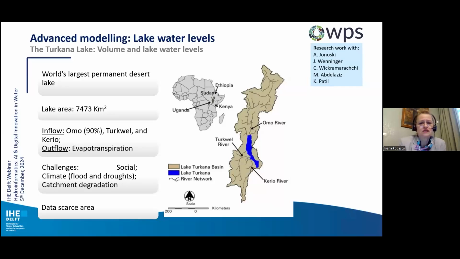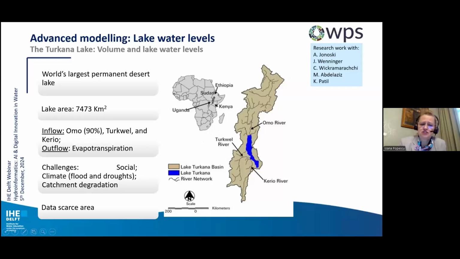We are focusing now in this project on Lake Turkana, which is in Africa, shared between Kenya and Ethiopia. It's the world's largest permanent desert lake with a very big area of over 7,000 square kilometers. It has an inflow from an upstream catchment, the Omo catchment, with 90% coming from the upstream catchment. And as an outflow, it has only evapotranspiration.